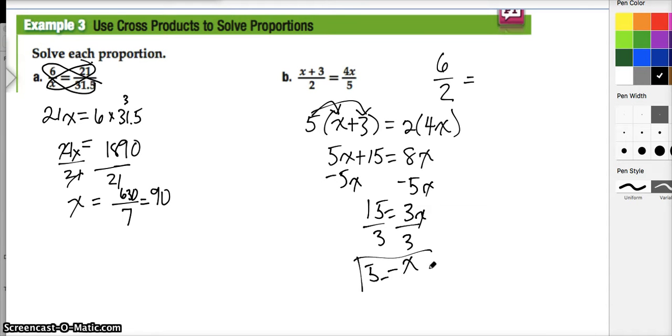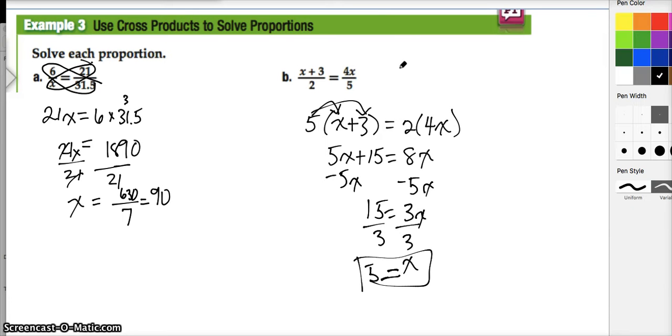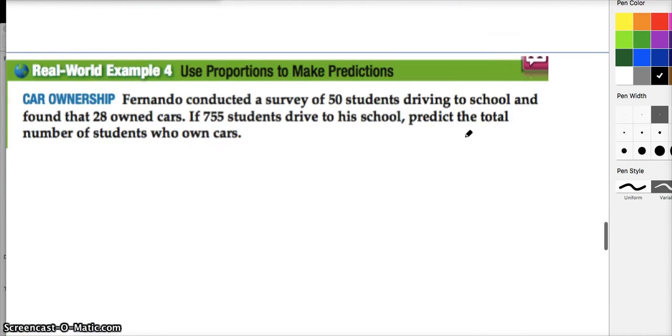So if x is equal to 5, we need to finish this off. I started writing some nonsense here. Let me clean that up. 5 plus 3 is 8. So we get 8 over 2 here. And 4 times 5, or 5 times 4, is 20. And we have 20 over 5. And you can see 8 over 2 is equal to 20 over 5. So we have solved the proportion.